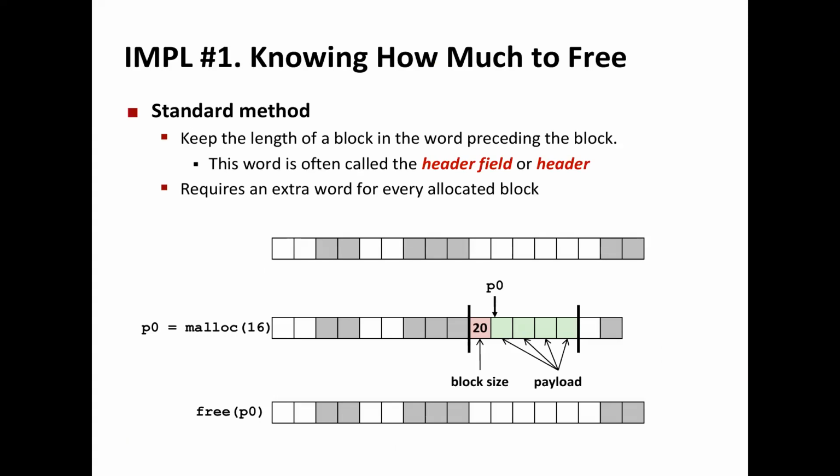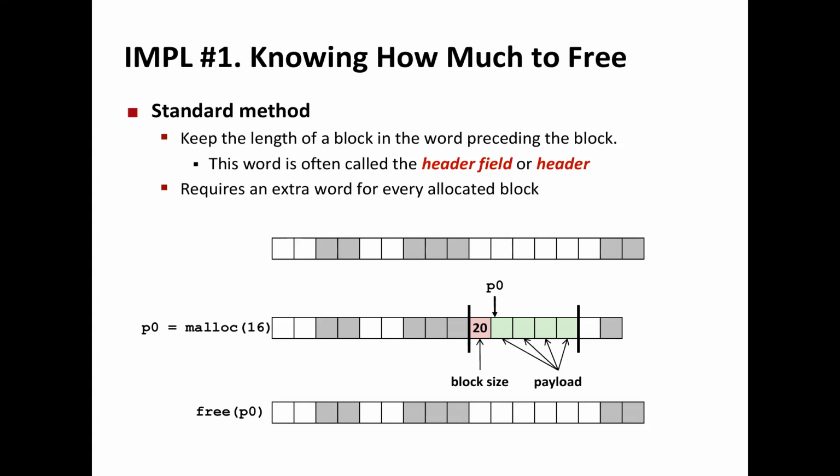So how much do we need to free? That is a fairly straightforward answer, and there is a standard method, right? What you can do is keep a header just before the payload. The payload is the pointer that malloc returns, right? Just before the beginning of this payload, you can dedicate extra space where you place a header, and in the header, you're going to keep the size.